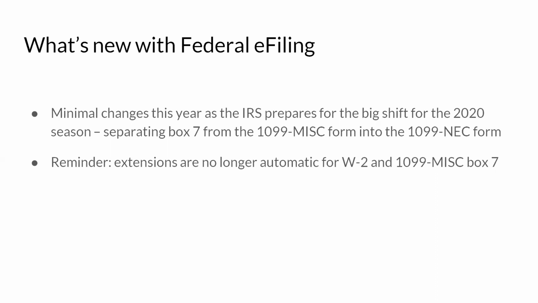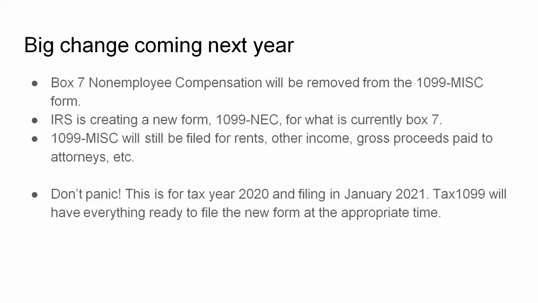So in case you hear something about it or you see a headline about it, you're aware that it is for the 2020 season and not for the 2019 season. And just as a reminder, extensions are no longer automatic for W-2 and 1099 miscellaneous Box 7. That was something that was introduced last year, but I wanted to remind everyone about that because it was a pretty important change. So the big change is coming next year. So for the 2020 tax season, and again, just wanting to alert you that this is happening.